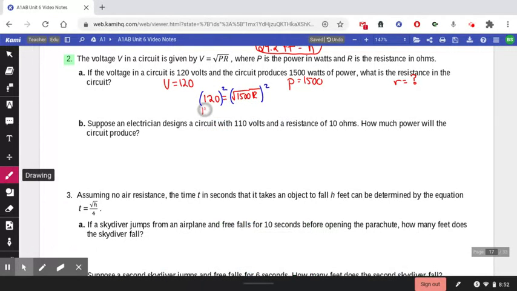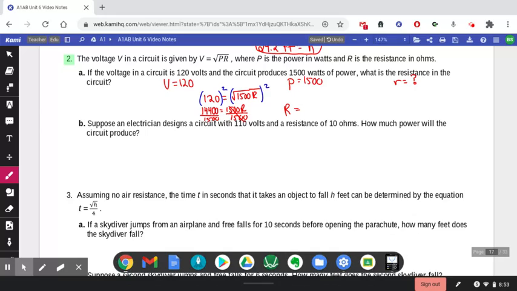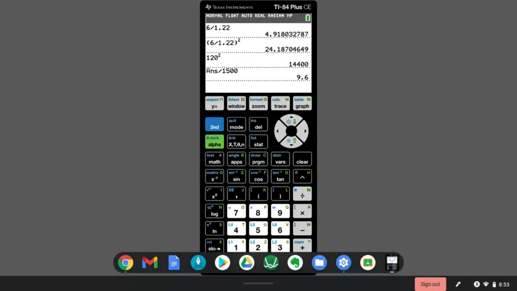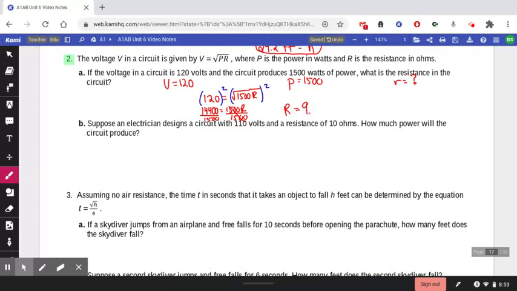This will give us that 14,400 is equal to 1500 R, because on the right side, remember, the square and the square root cancel, and you just get exactly what's underneath. We then could solve for R by dividing by 1500 from both sides. And we're going to get R is equal to, so we're dividing that 14,400 by 1500. We get R is equal to 9.6. Resistance, it says, is in ohms, so this is 9.6 ohms. Remember to put your units here.